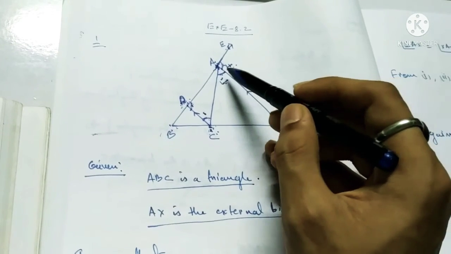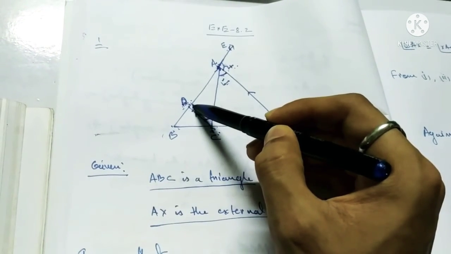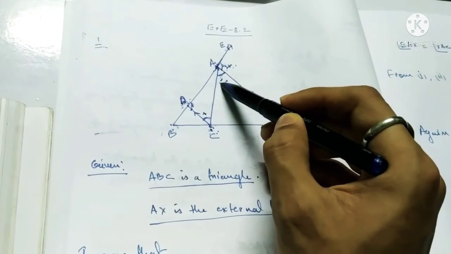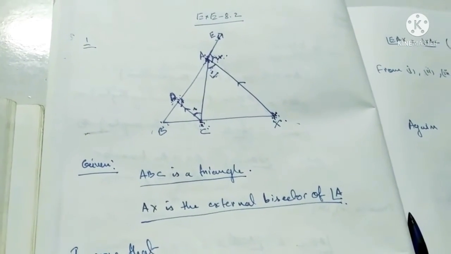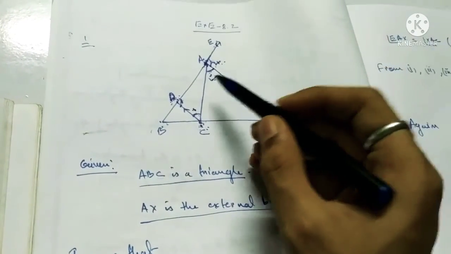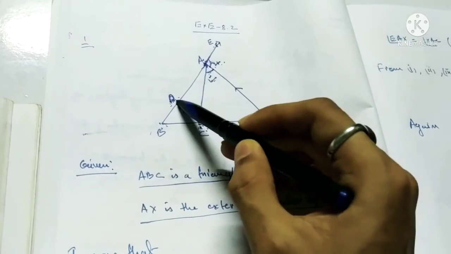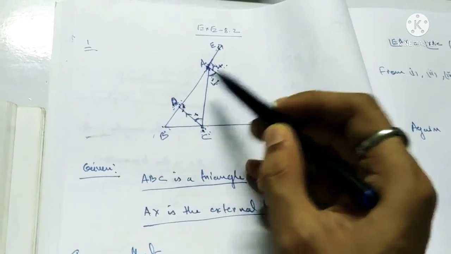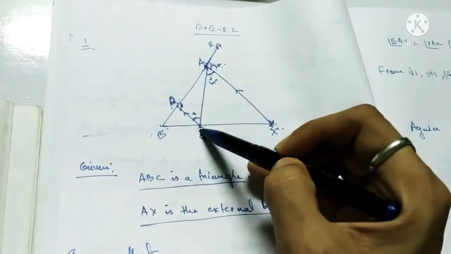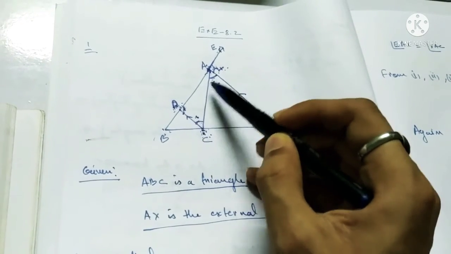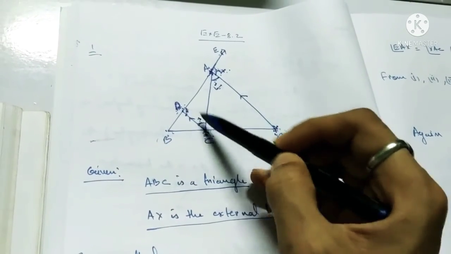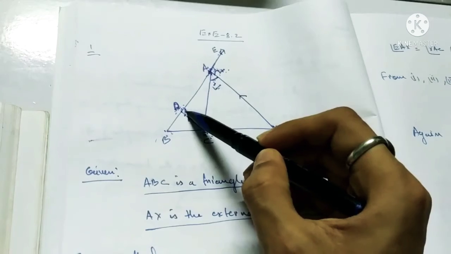Okay, understand? See, this angle is equal to this angle, is equal to this angle, and this angle is equal to this angle. So from 1, 2 and 3 I can say that angle ADC is equal to angle ACD. Since these two angles are equal, from 1, 2 and 3 I got that this angle is equal to this angle.